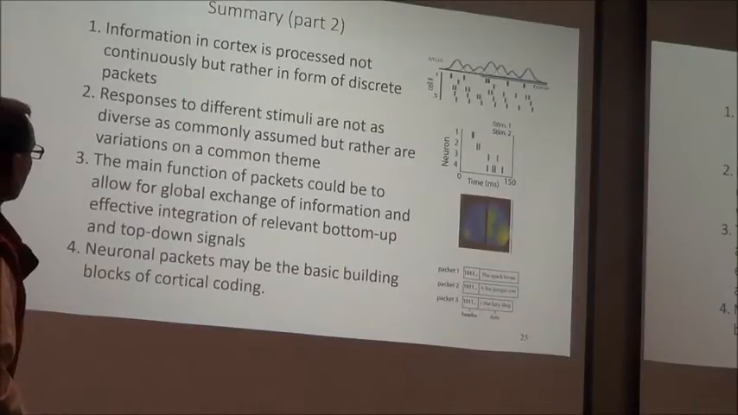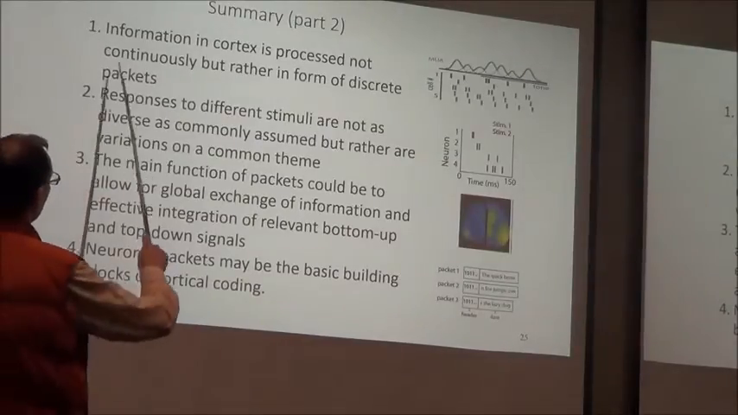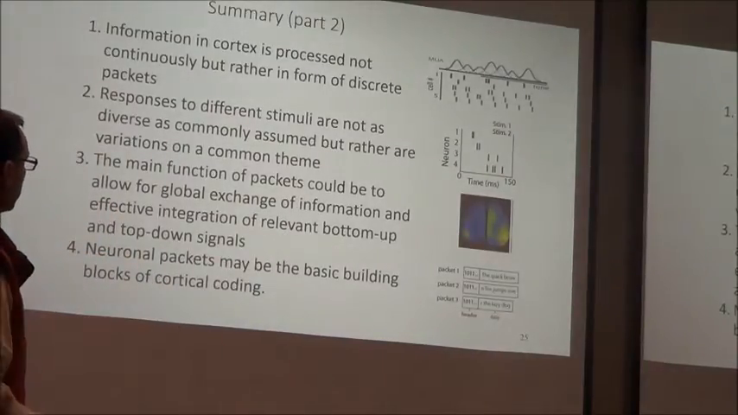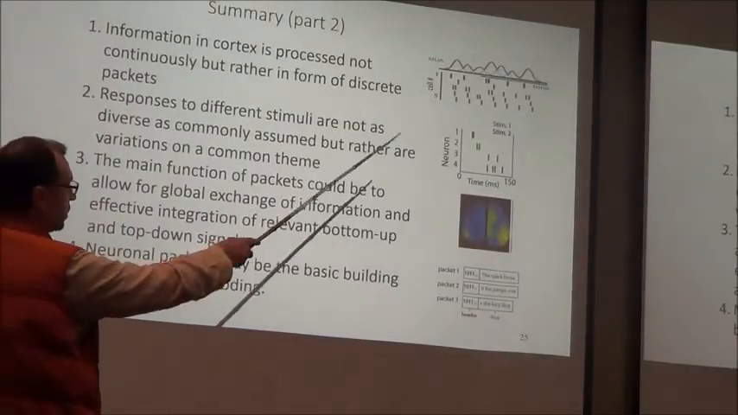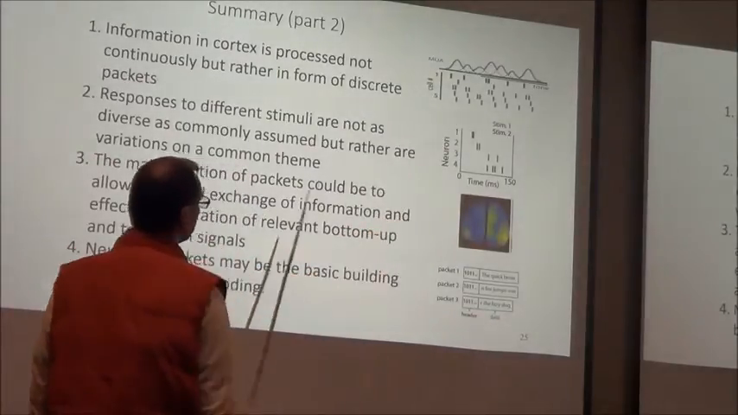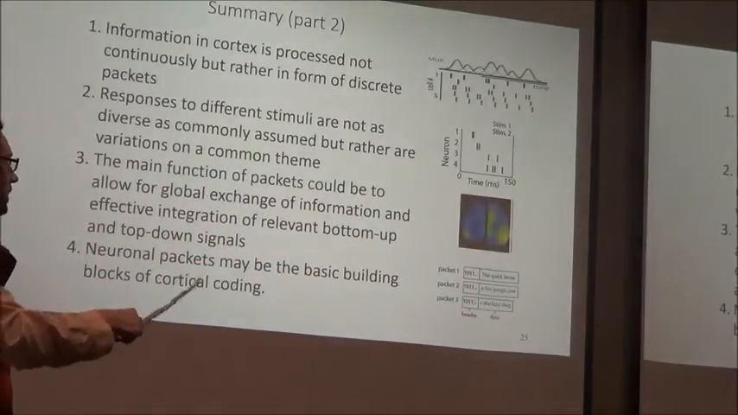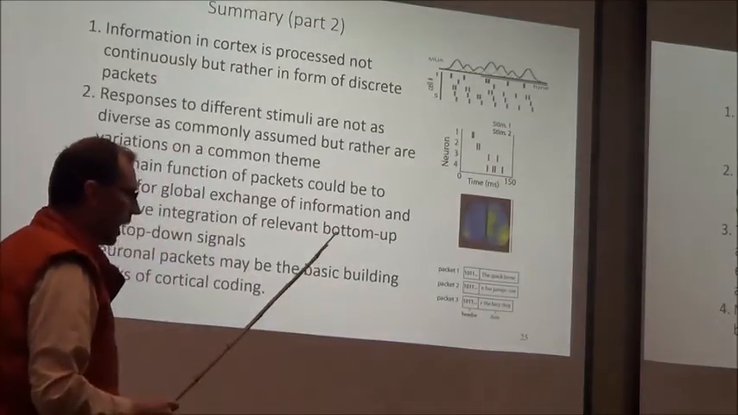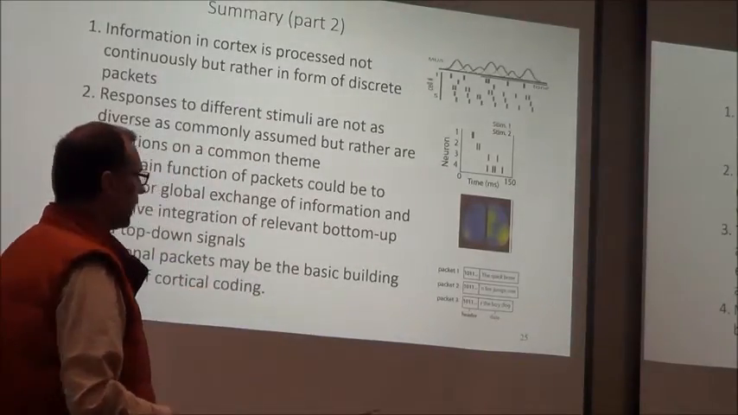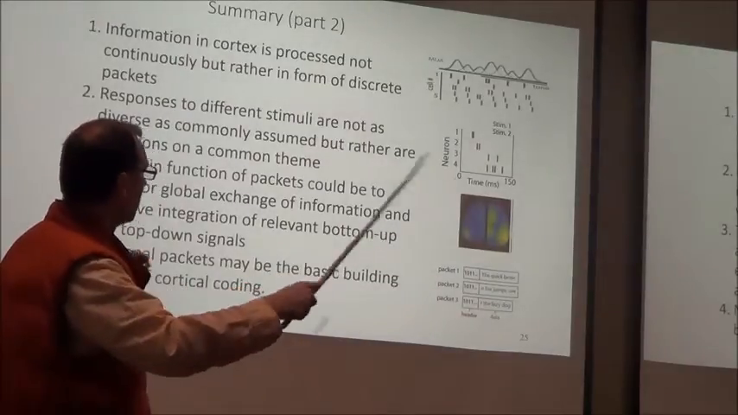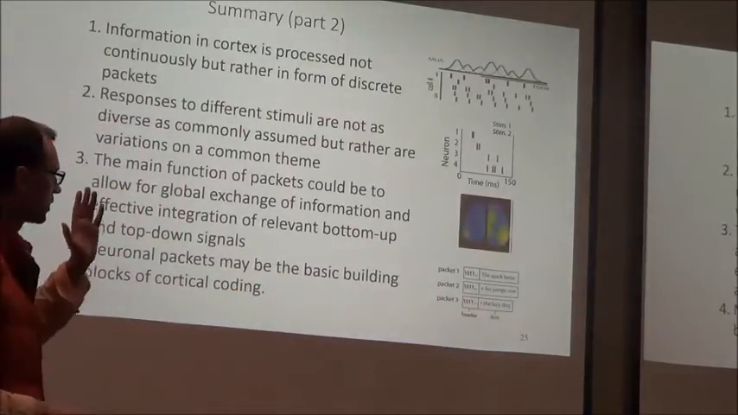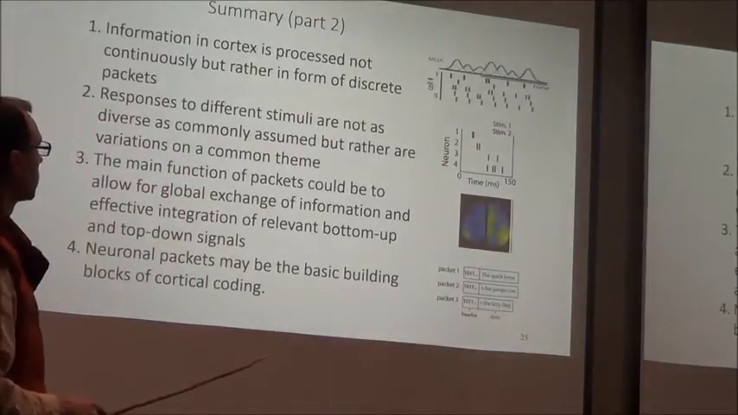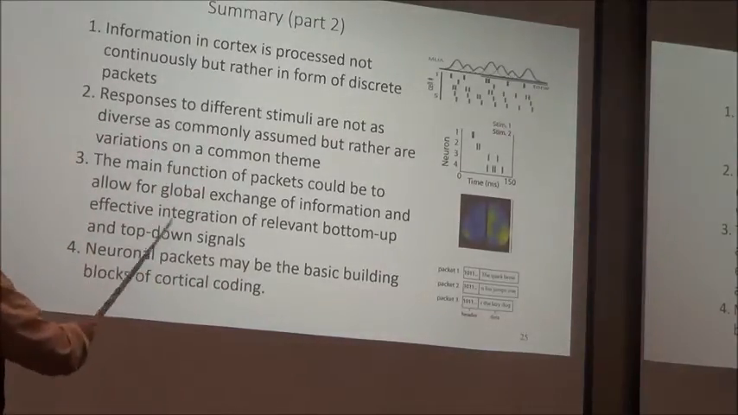The real summary from this talk is that information in cortex is processed not continuously, but rather in these discrete packets, and each packet has between 50 to a few hundred milliseconds. So it seems like if more complex information is, if the stimulus is more difficult to distinguish, then those packets can be longer. If this is just simple stimuli, black and white, it could be a shorter duration of those packets.